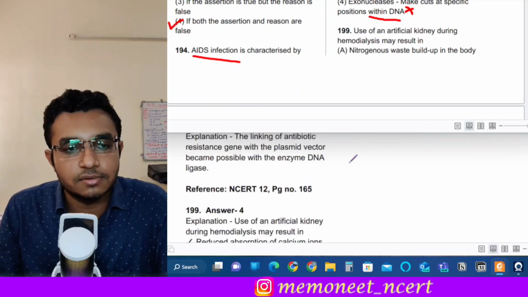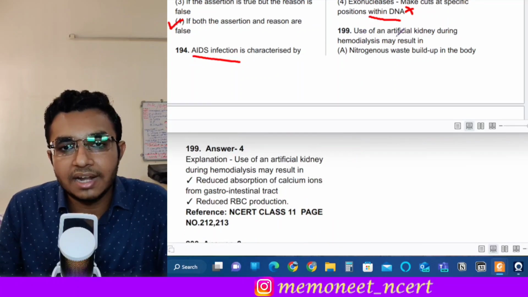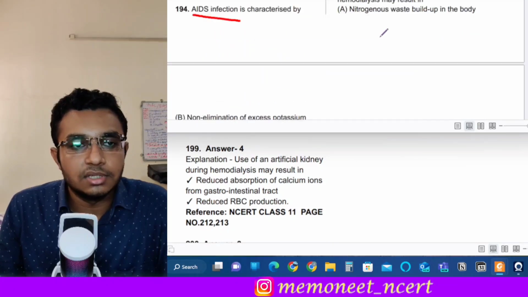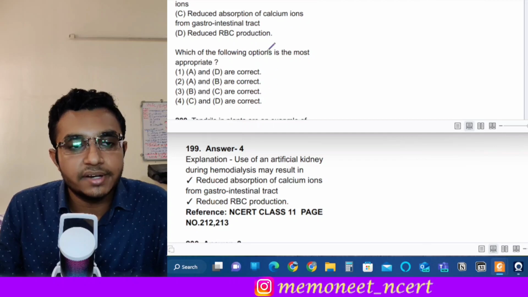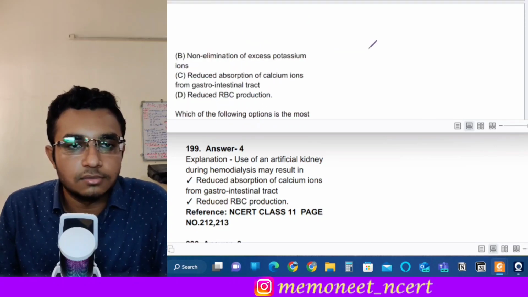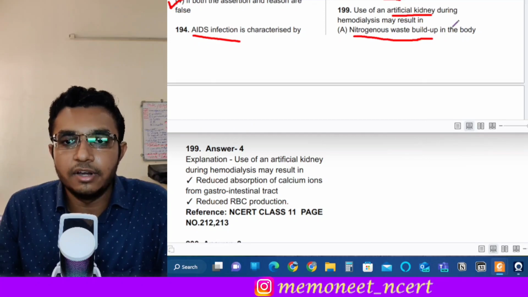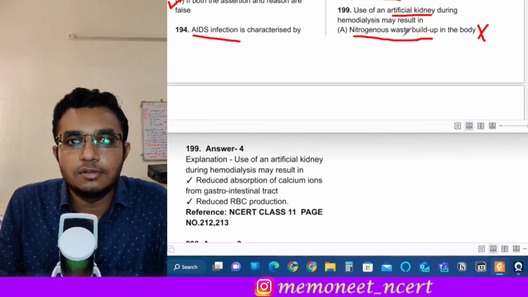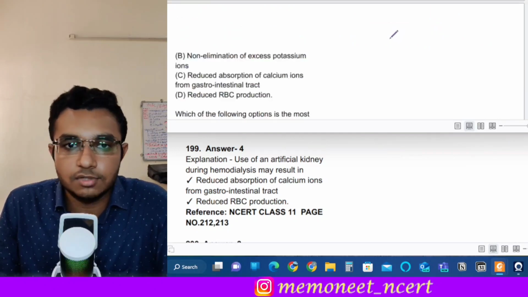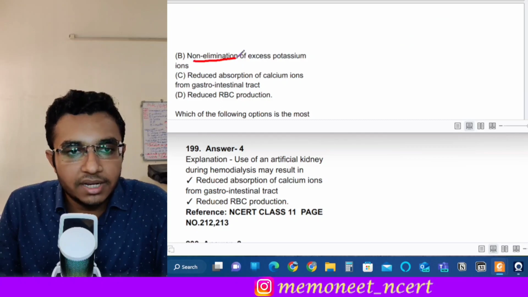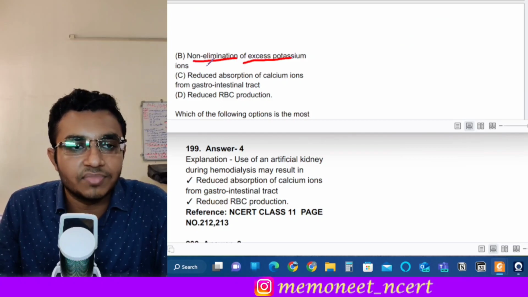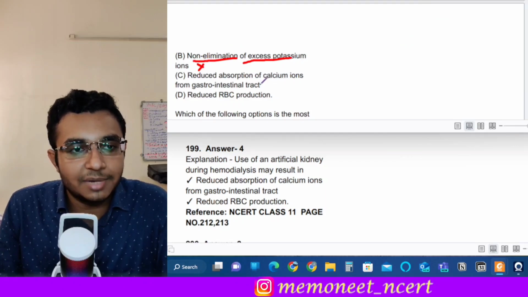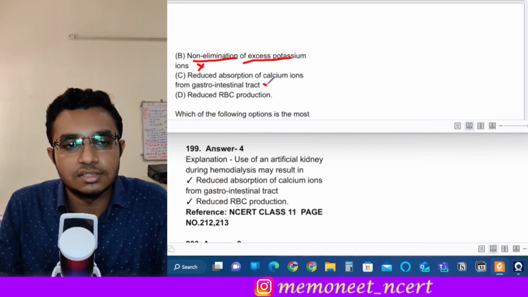The next question is question 199. Use of an artificial kidney during hemodialysis may result in what? Here there are statements given and you have to identify which of them is correct. The first statement is nitrogenous waste buildup in the body. This statement is incorrect. Why? Because it is responsible for purification of blood. It is responsible for removal of nitrogenous waste from the body. The next statement is non-elimination of excess potassium ions. This is also incorrect. The third statement is reduced absorption of calcium ions from the gastrointestinal tract. This is a correct statement.